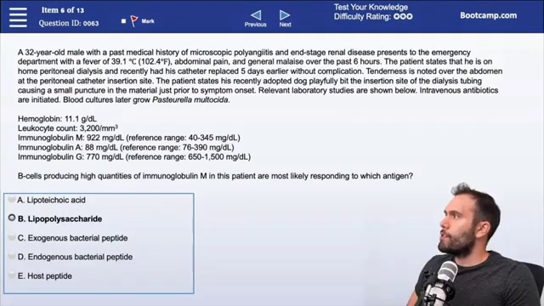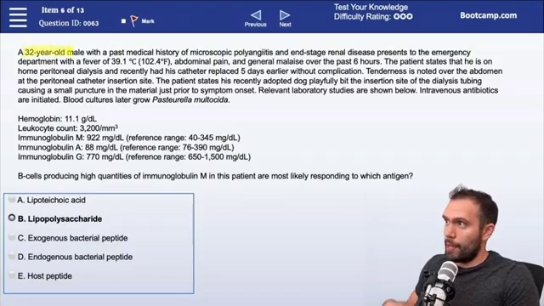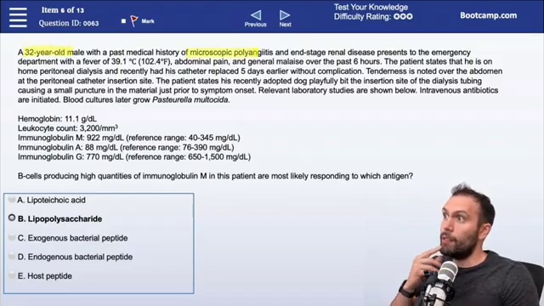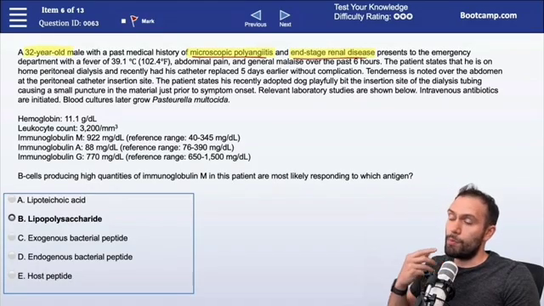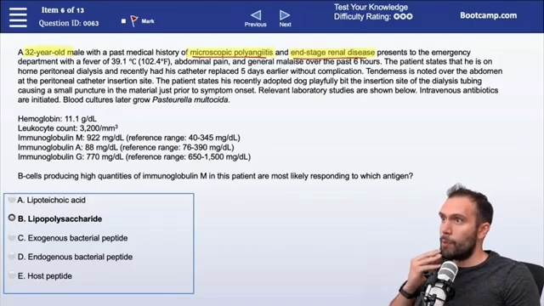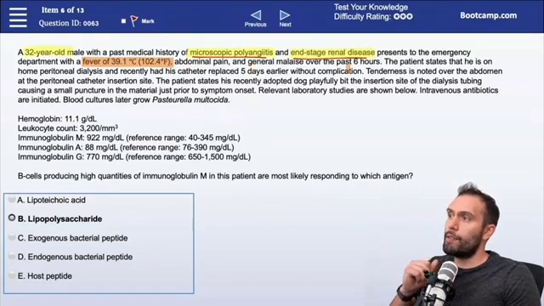All right, so we have a 32-year-old male with a past medical history of microscopic polyangiitis and end-stage renal disease. Okay, kind of an interesting start to the question. We're just going to note this here. End-stage renal disease, which means this patient could be on dialysis, for example, presents to the emergency department with a fever of 102.4. So our patient is febrile here. They have abdominal pain, general malaise over the past 6 hours. The patient states that he is on home peritoneal dialysis.